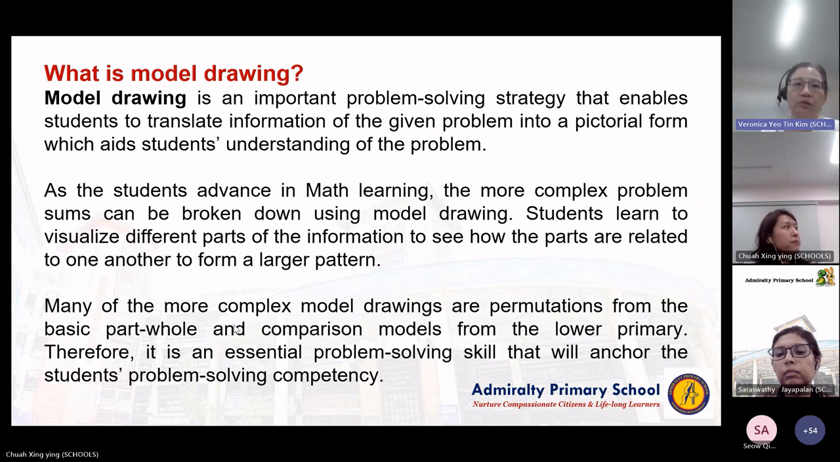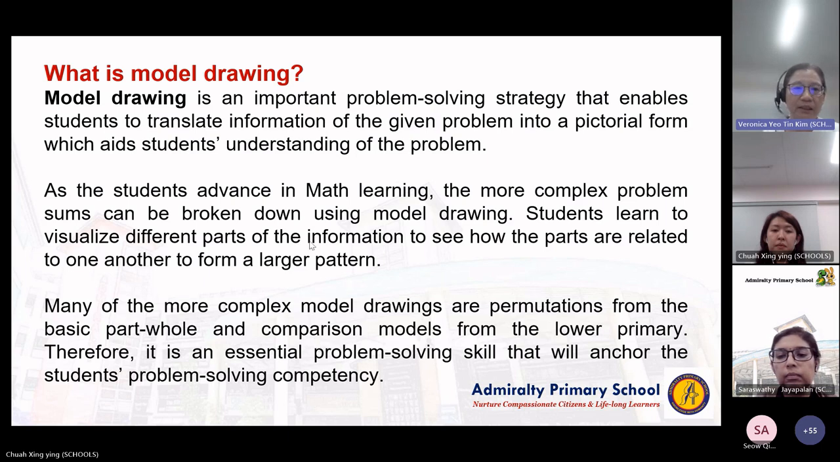Okay, what is model drawing? Model drawing is an important problem-solving strategy in pictorial form. If you look at the model drawing later on, it will resemble very much an algebra equation, but in pictorial form. What we are trying to teach the children is to visualize the problem, translate the information into a picture form that will allow them to do some thinking and then to allow them to check back for their understanding.